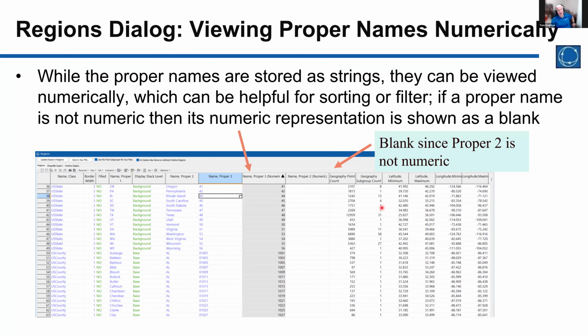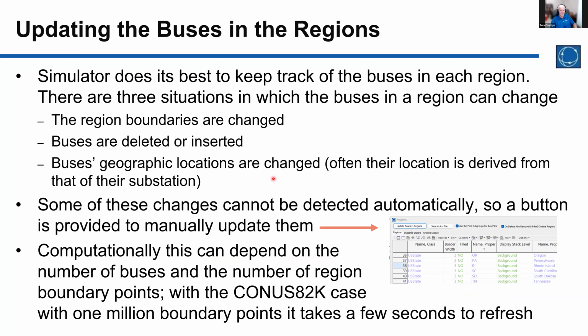If you want to see proper names, they are strings, but you can also view them numerically. We put this in because maybe the data that you have for that proper name is naturally numeric. Like here's an example for the counties and states, the Census Bureau assigns them a numeric code. So we added the ability to show it numerically.